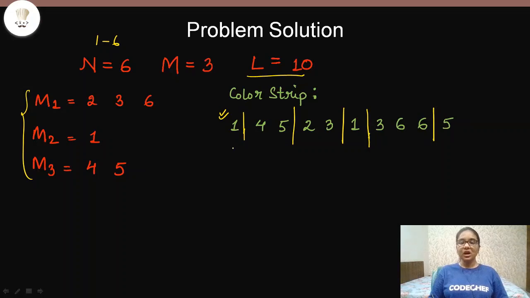So now you can count how many segments there are. 1, 2, 3, 4, 5, 6. There are 6 segments. So this is your answer. The Batman will be able to see 6 distinguishable segments.